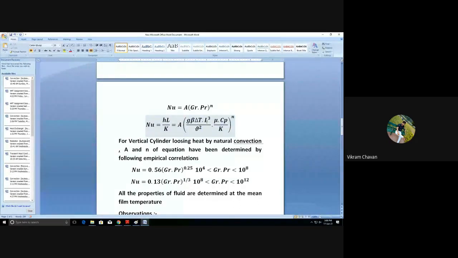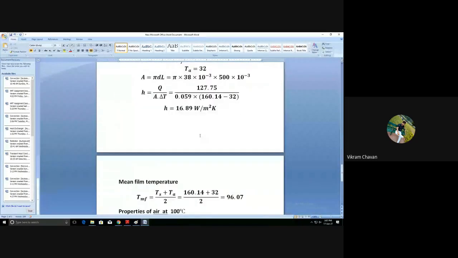Then L cube. L is the characteristic length for the vertical cylinder. Its length or its height will be considered as the characteristic length. The length of the tube is provided to you, that is 500 mm. That will be taken as 500 into 10 raised to minus 3 meter, and cubed. Then nu square, nu is the kinematic viscosity, and square of that. So we will calculate the Grashoff's number first of all.